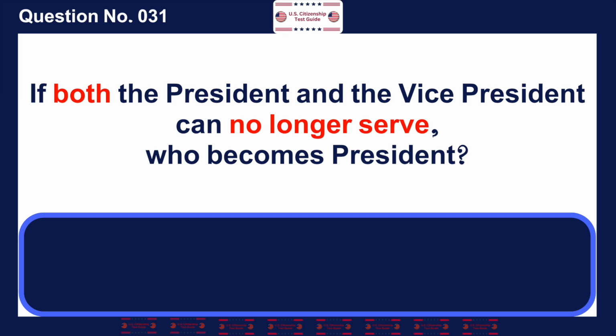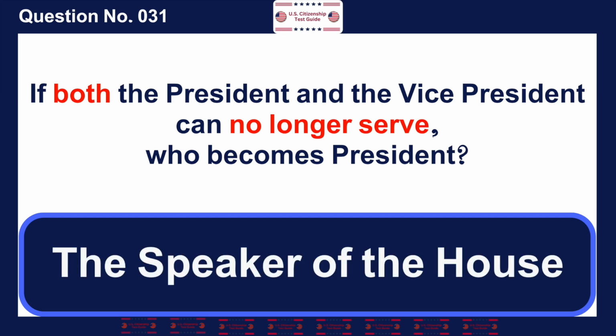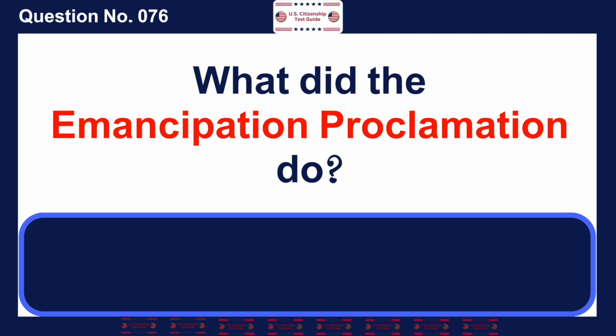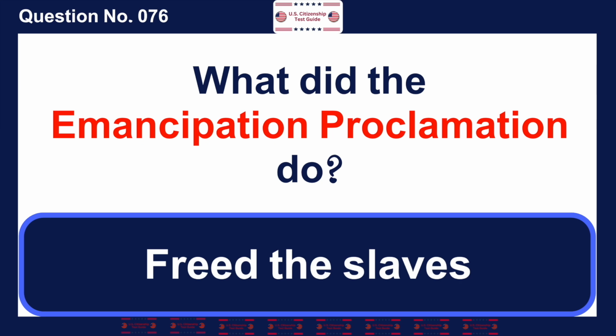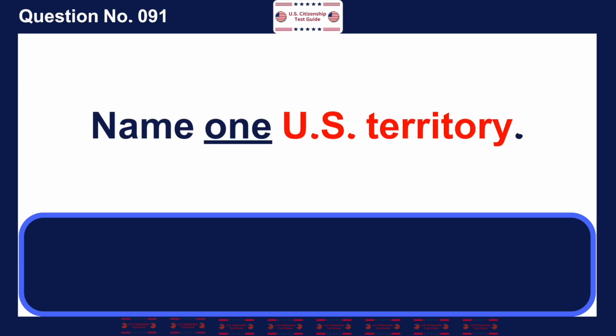If both the president and the vice president can no longer serve, who becomes president? The Speaker of the House. What did the Emancipation Proclamation do? Freed the slaves. Name one U.S. territory. Guam.